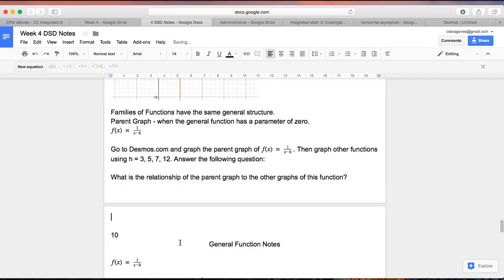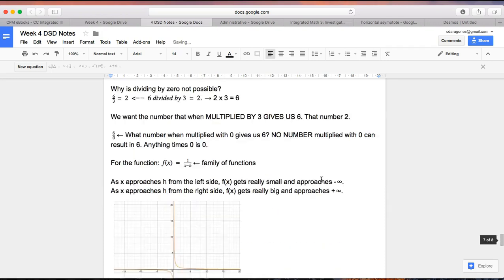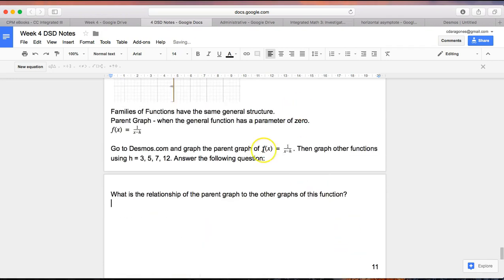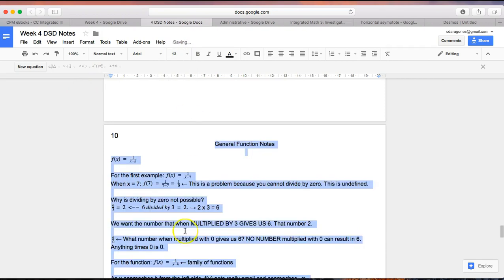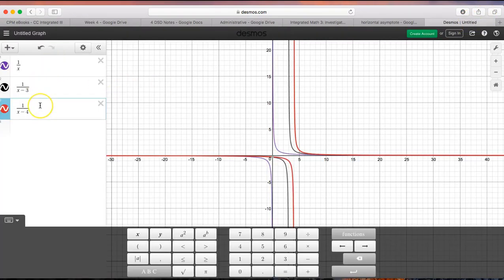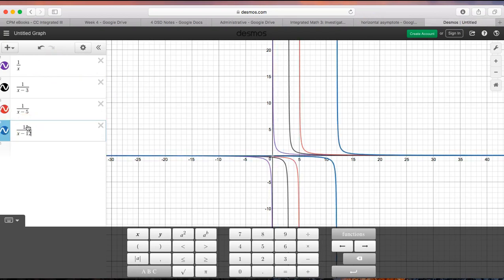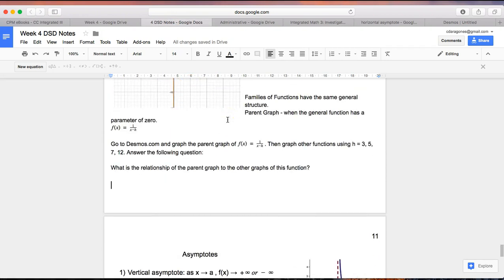Oh, I'm so sorry, I wrote this in the wrong place. This should be on general function notes. I'll put it here. Okay. What is the relationship between the parent graph and the other graphs? So when you go to Desmos, you're going to graph 1 over x, 1 over x minus 3, 1 over x minus 5, 1 over x minus 7, 1 over x minus 12. The parent graph here is in purple, as you can see. What's the relationship between this purple graph and all the other graphs? And you can kind of describe in your words what you observe. No right or wrong, I just want to see what you notice. Once you're finished, write down your thoughts in your notebook, take a photo, and then upload it on Dreamseedo.